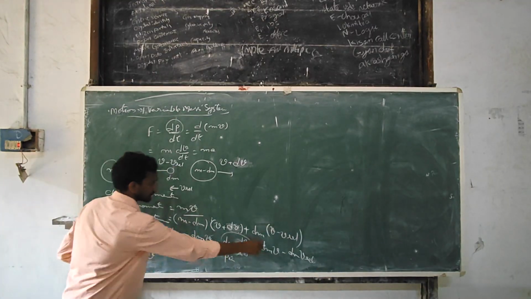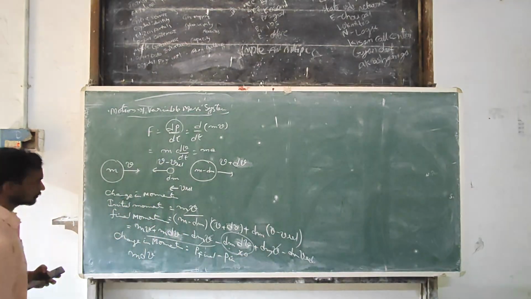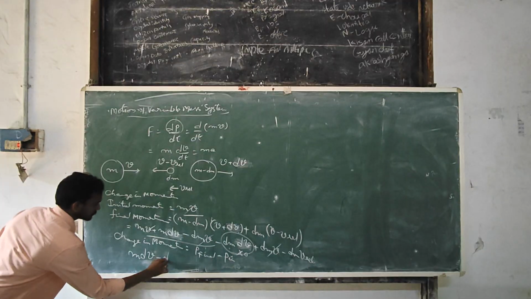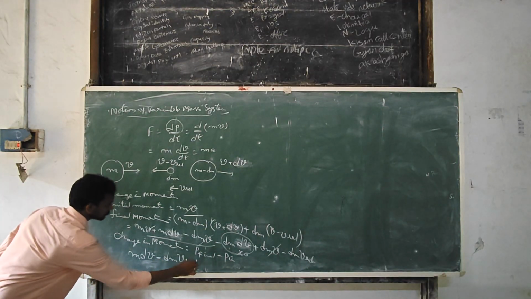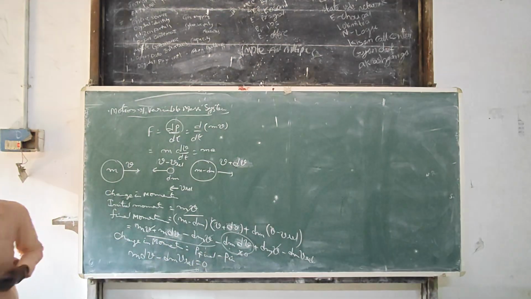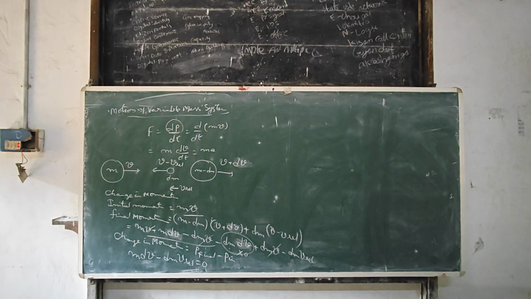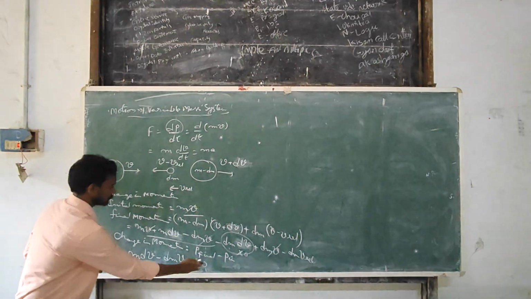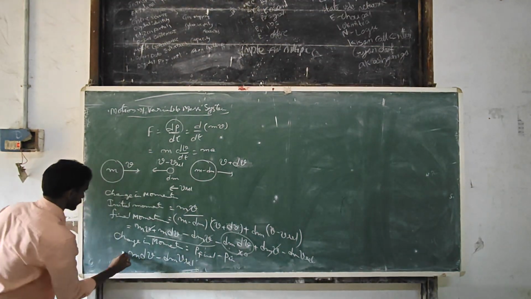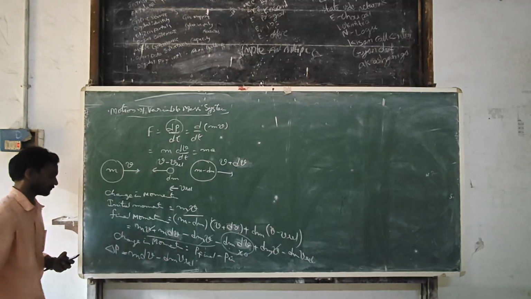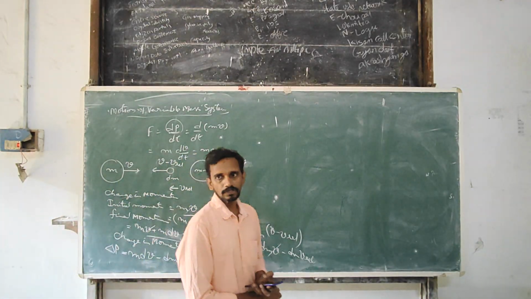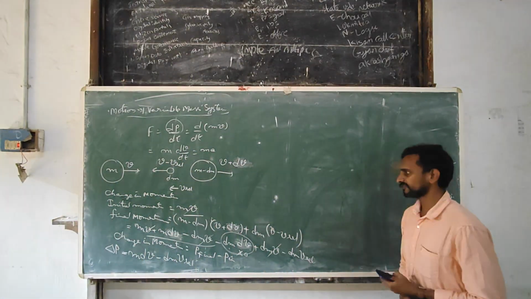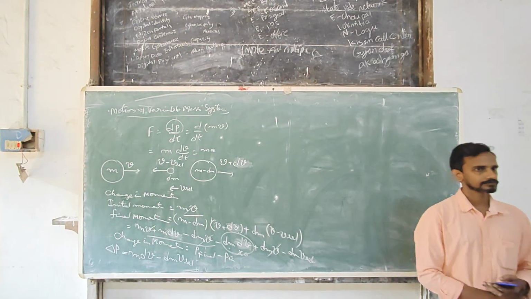and this dm v is getting cancelled, minus dm v relative. This is delta p. Delta p is m dv minus dm v relative.